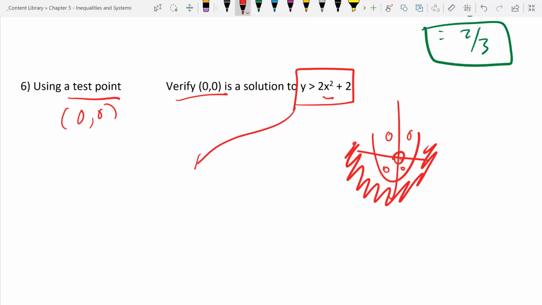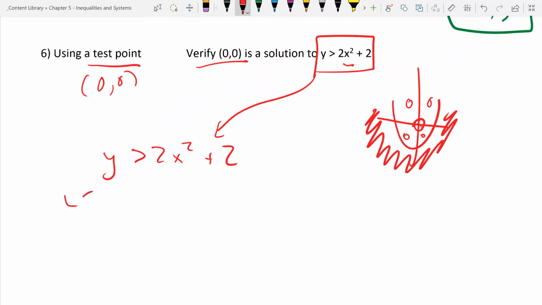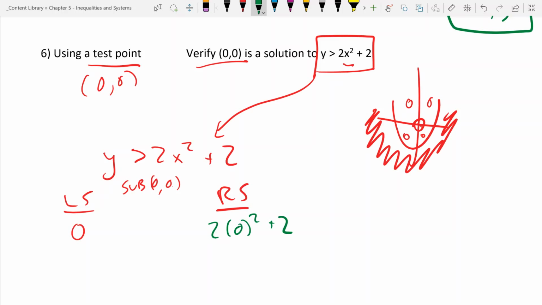So what we're going to do is take our inequality, and then if you want to do it in a proper left side, right side method, you'll set it up this way. So instead of y, I'm going to sub 0, 0. So my y value now becomes 0, and my x values over here are going to become 0 as well. So 0 squared times 2 plus 2 is just 2. So when I look, the statement was y is greater than everything on this side, so it should be 0 is greater than 2. And we think for a sec, is that true?